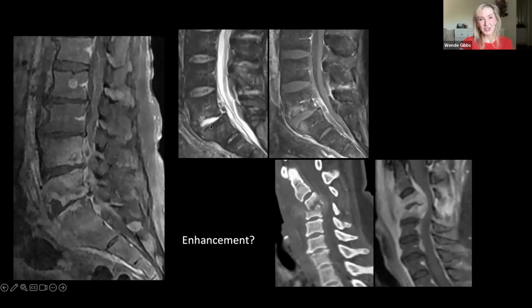This one, where I just showed you the fluid signal on the prior screen, the same intensity as CSF, is not really enhancing at all, although we know it's infected. And of course, that first case I showed you from CT, that one is obviously enhancing. The bones are enhancing, the tissues are enhancing, but there's no enhancement within the disc.